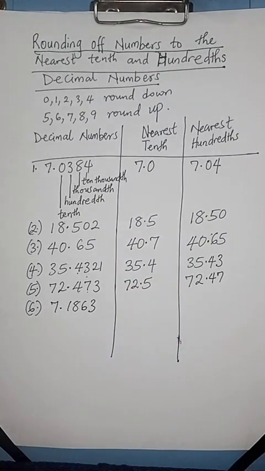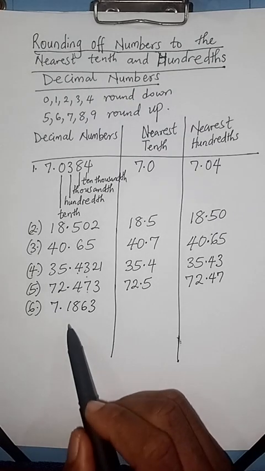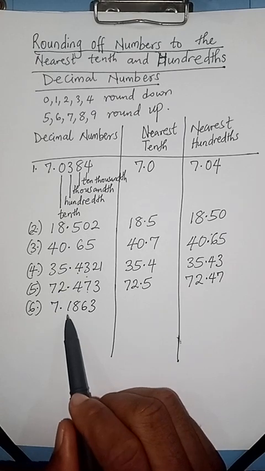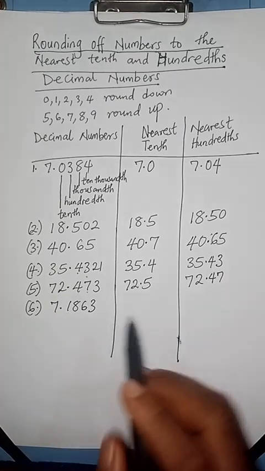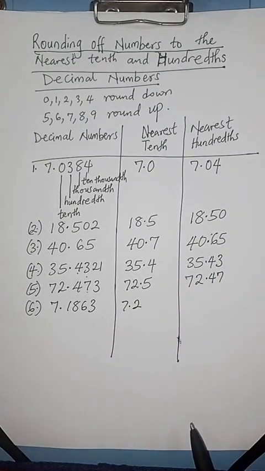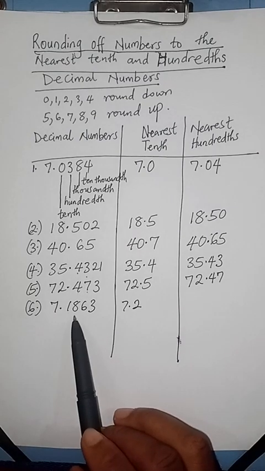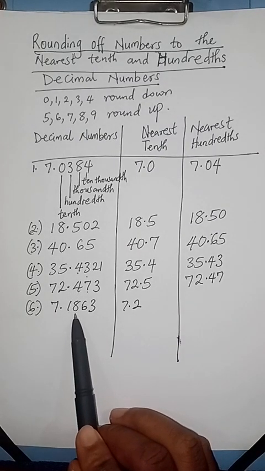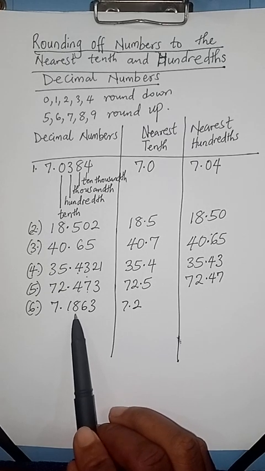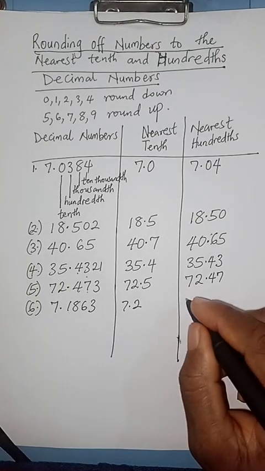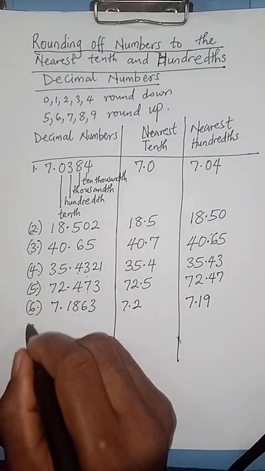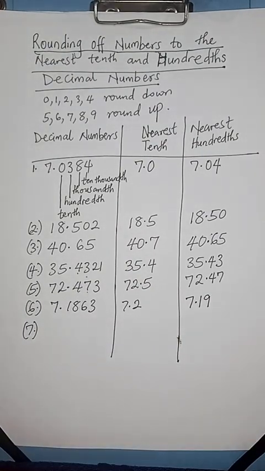7.1863. To the nearest tenth, this is my tenth. I'll check the digit after the tenth, it is 8, so I'm going to round up by adding 1 to the tenth, and that becomes 7.2. To the nearest hundredth, this is my hundredth, the 8. I'll check the digit after the hundredth, it's 6, so I'm going to round up by adding 1 to the 8, and so it becomes 7.19.